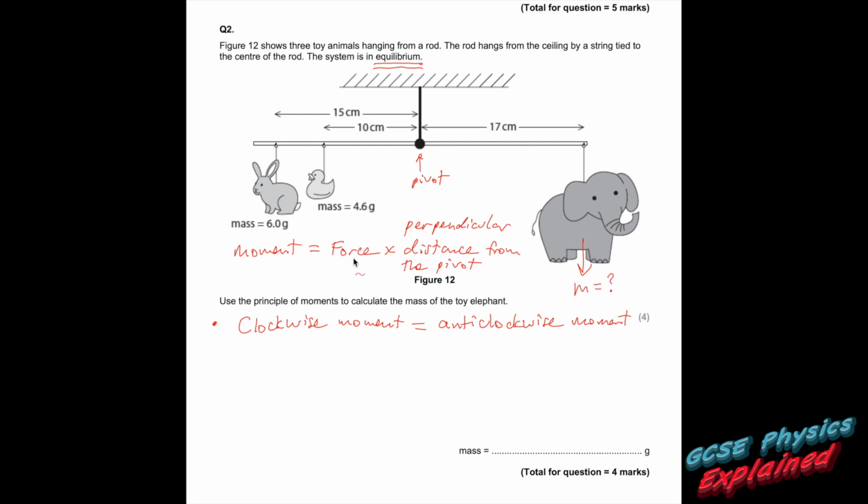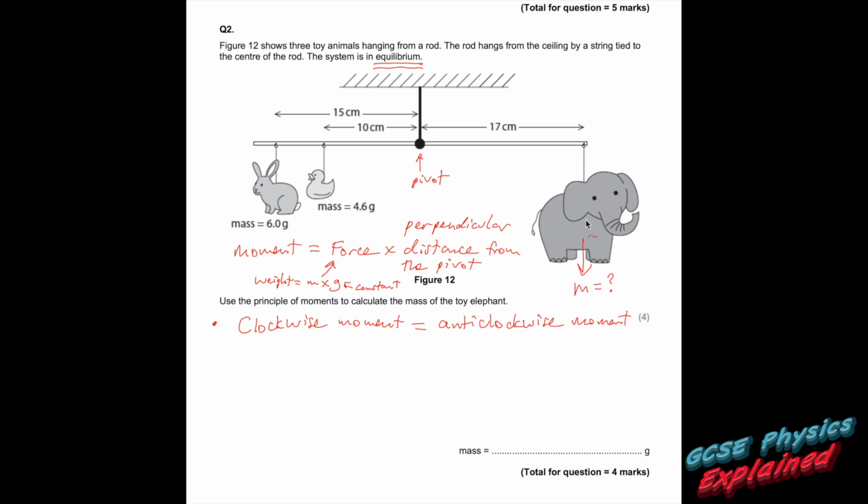Now, because the force that's involved is the weight of these objects, and weight equals mass times by gravity, since the gravity is the same for all of these objects, we could just say that the moment equals the mass times by the perpendicular distance from the pivot. Really, to make this easier, the examiner should have just had weight is 6 newtons, something like that. This weight would be 4.6 newtons, and this weight would be, well, whatever, we're trying to find it out, aren't we? So if we have the weight of this object here, it's pushing down.